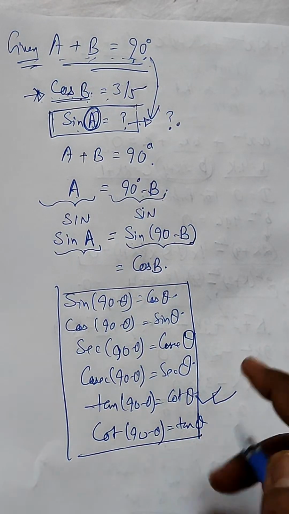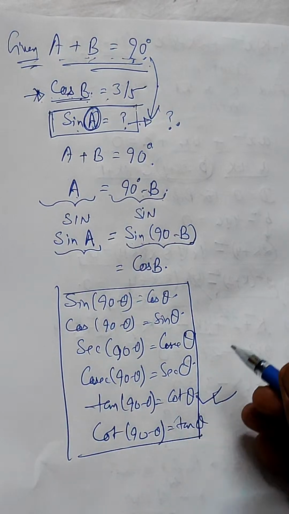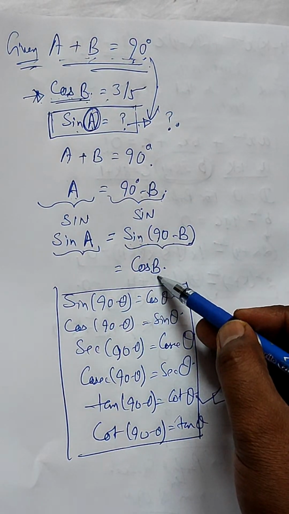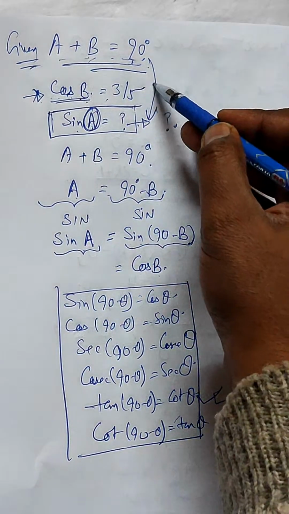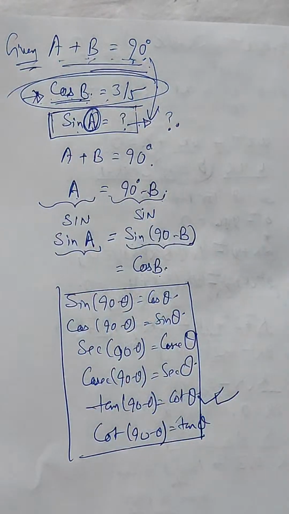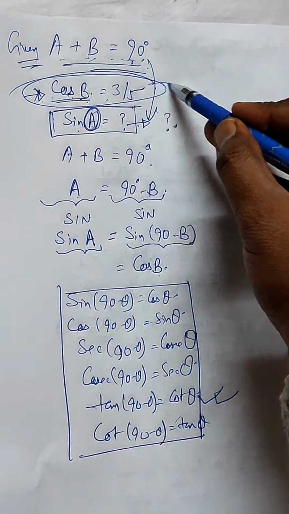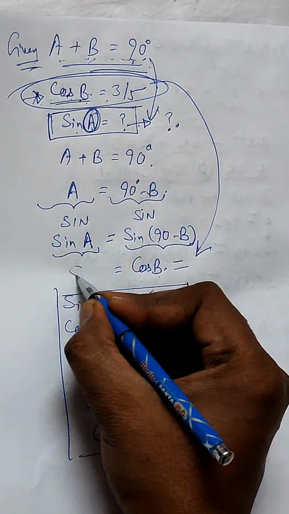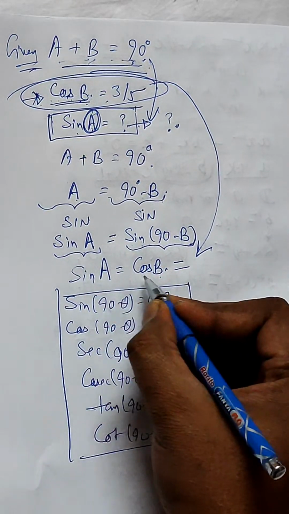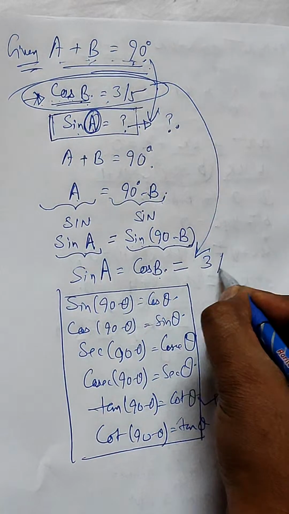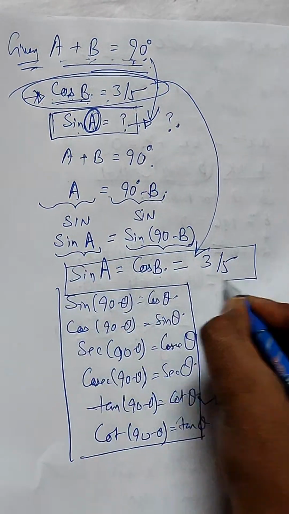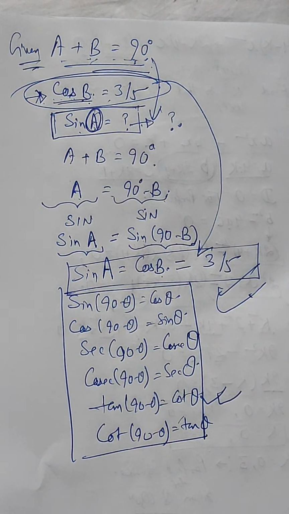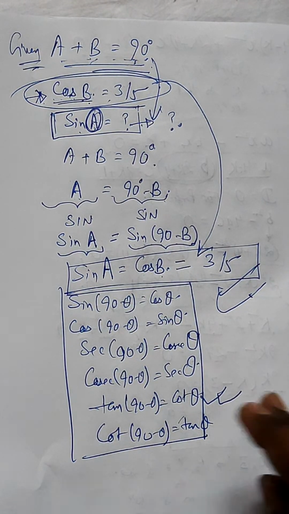Okay, so based upon this, we can say sine(90 minus B) will be equal to cos B, and the value of cos B is given over here. You can see cos B is 3 by 5. So just put the value of cos B over here. So we get the value of sine A is equal to cos B, which is equal to 3 by 5. So the value of sine A will be 3 by 5. This is our answer, right? I hope you got it.